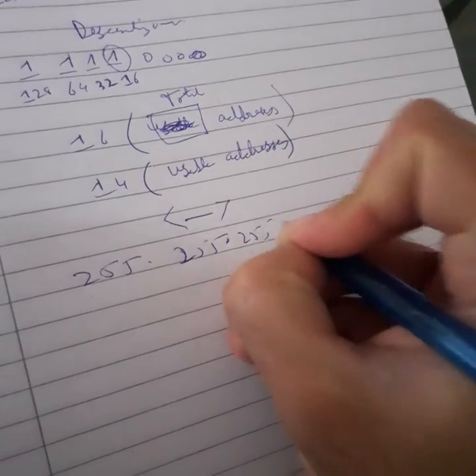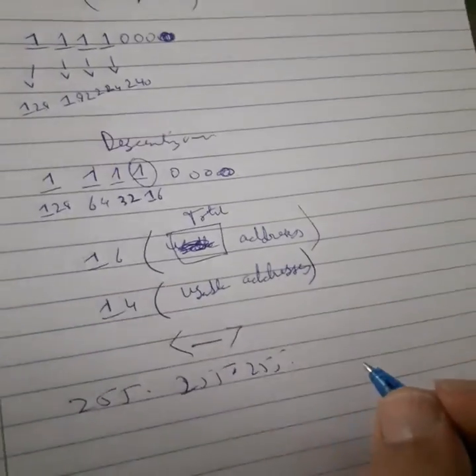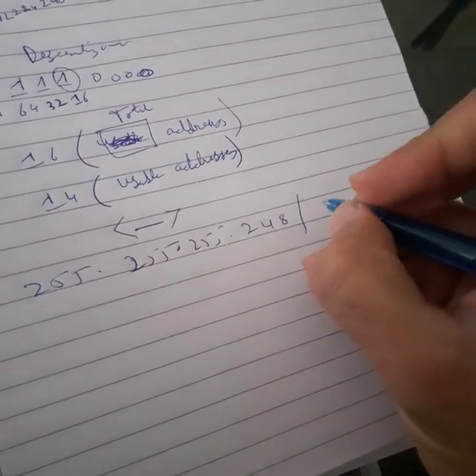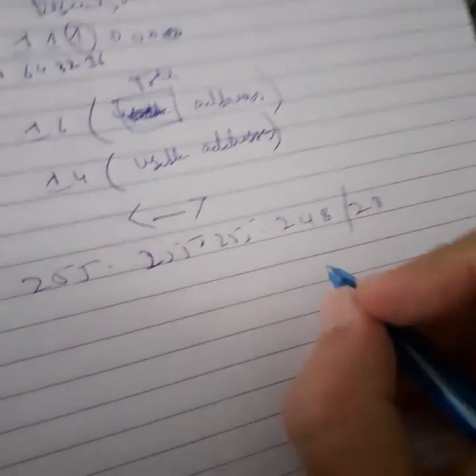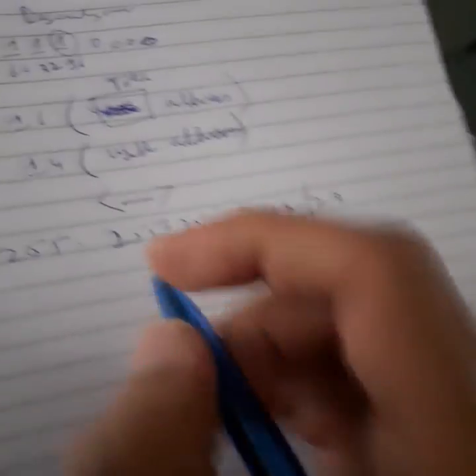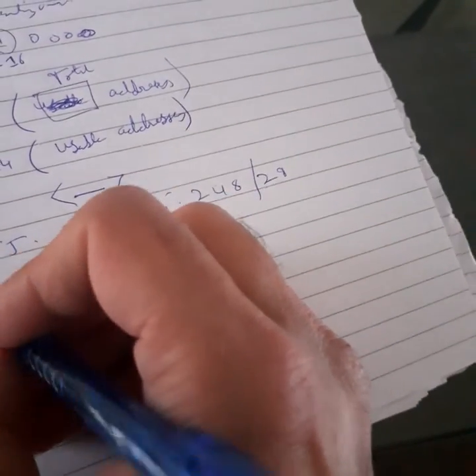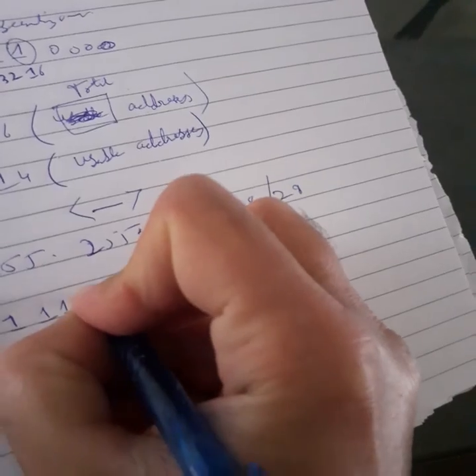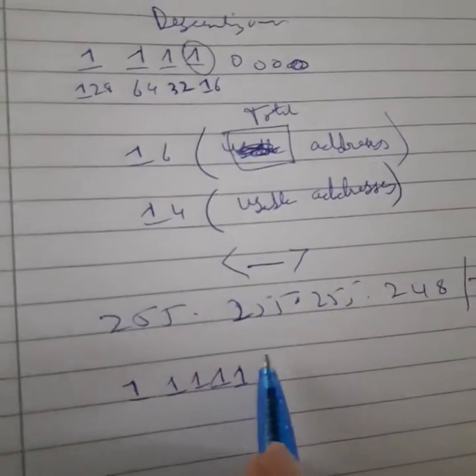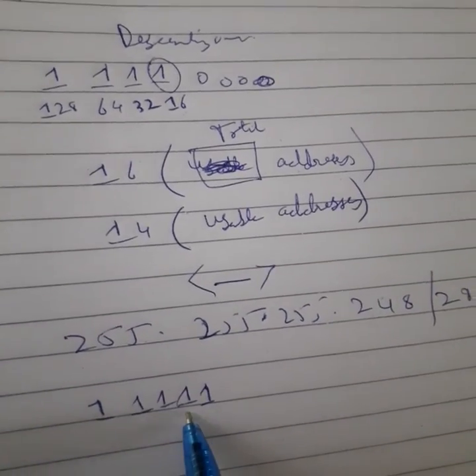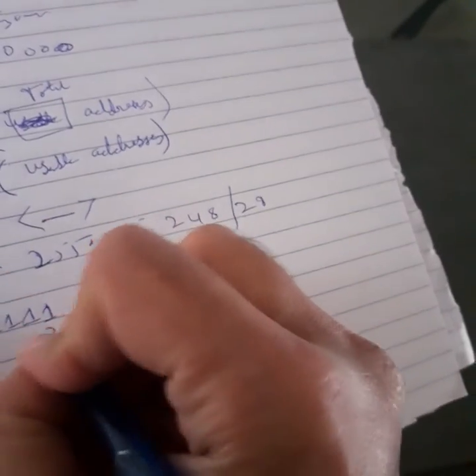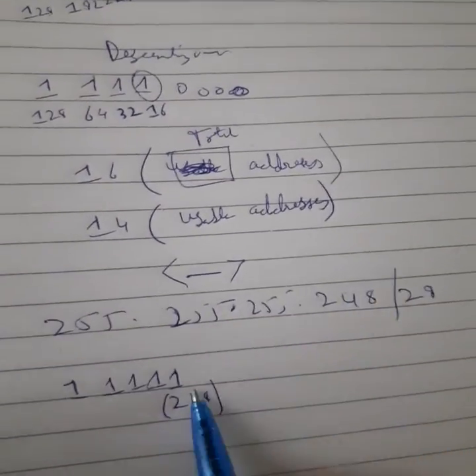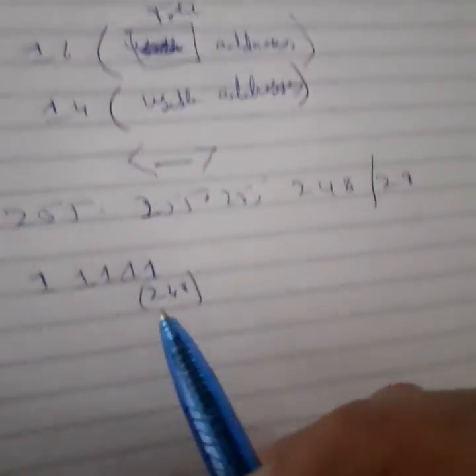So 255.255. So after 240, it will be 248 that will come in. So that's a /29. Similar to that, we'll break it up. And by breaking it up, I mean, let's do the ascending order first. So 1, 2, 3, 4, 5. So we were here was 240. So here is going to be 248 in the ascending order. So that's 248. Now we go in the descending order.